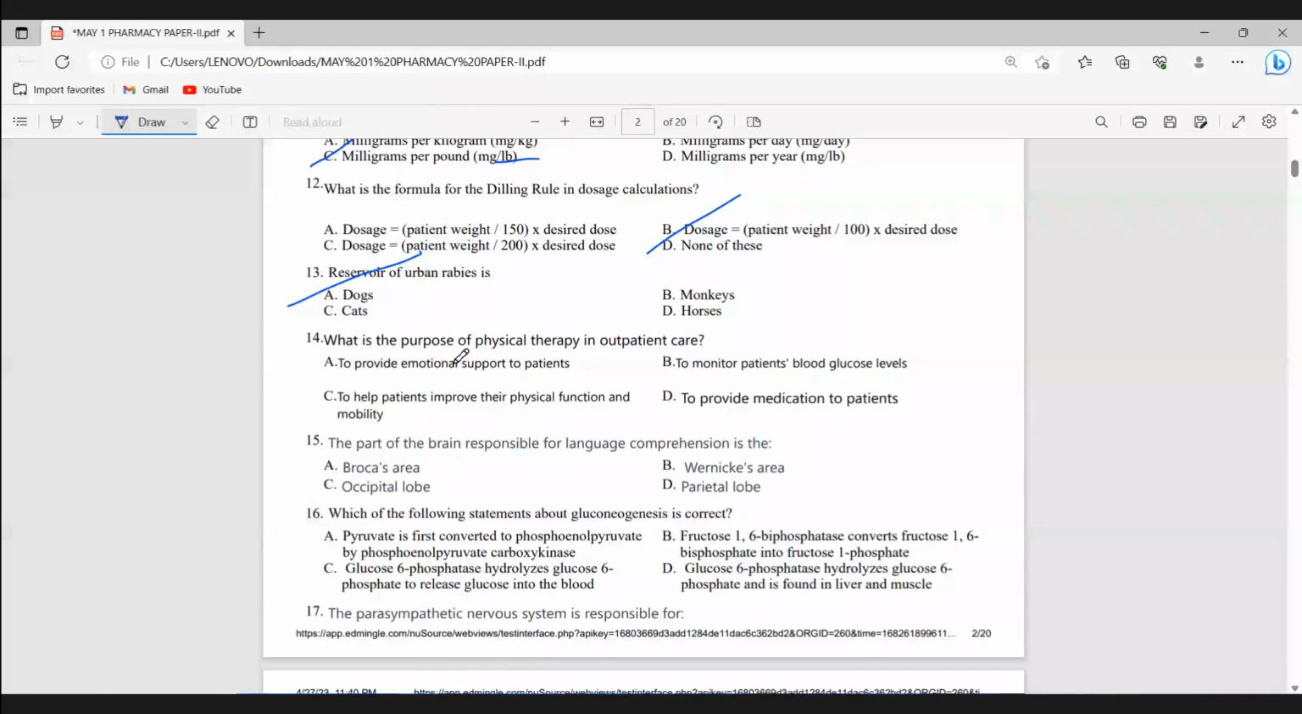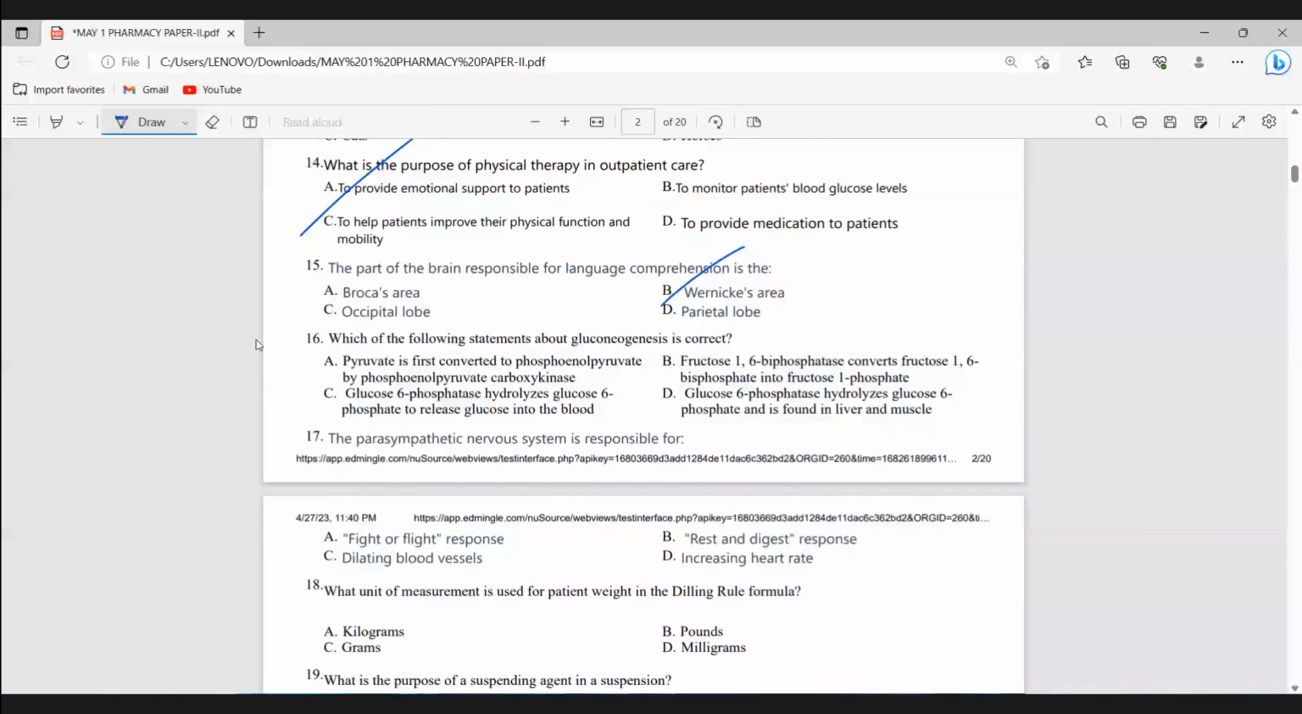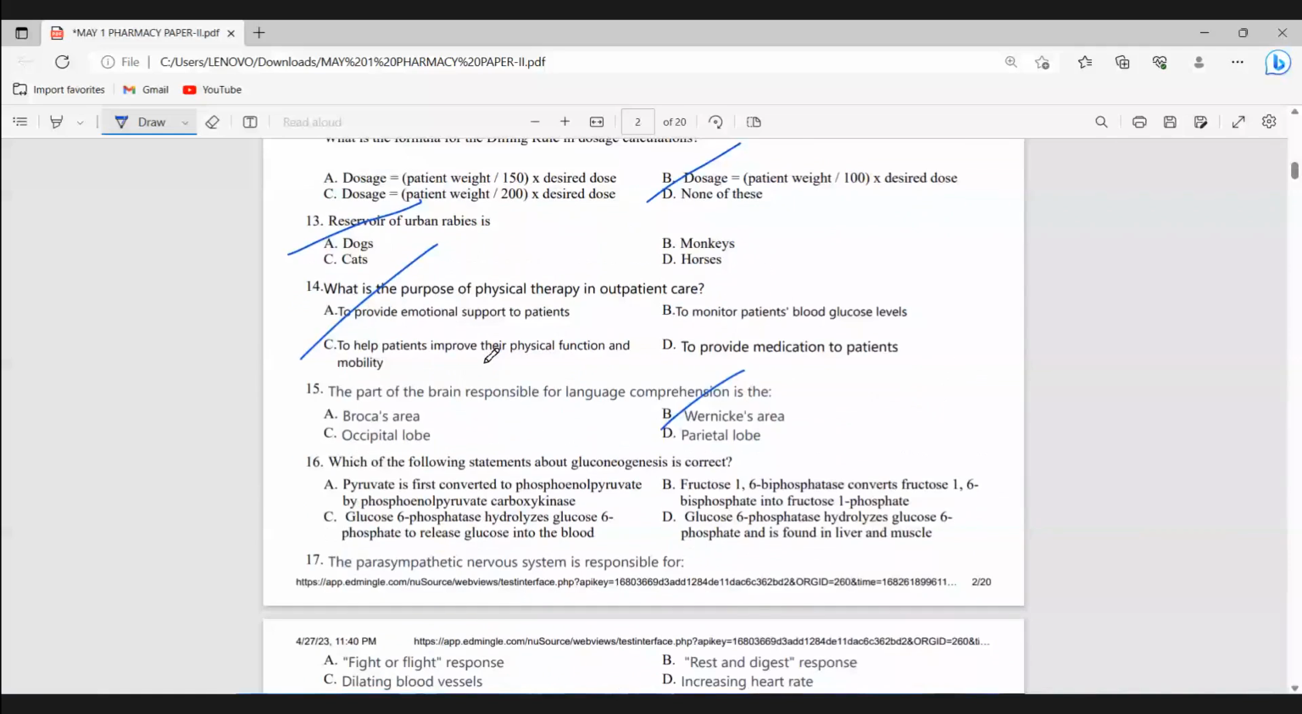Then 15th question. The part of brain responsible for language comprehension is... Language comprehension is Wernicke's area. Yesterday I had explained about each and every option. Then 16th. For 14th, C is your answer. 14th, C is your answer.